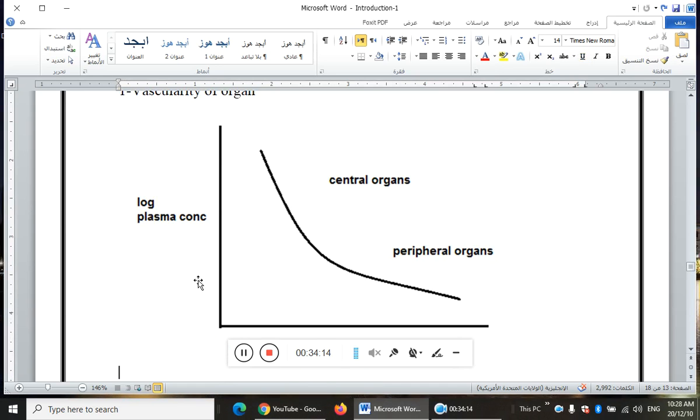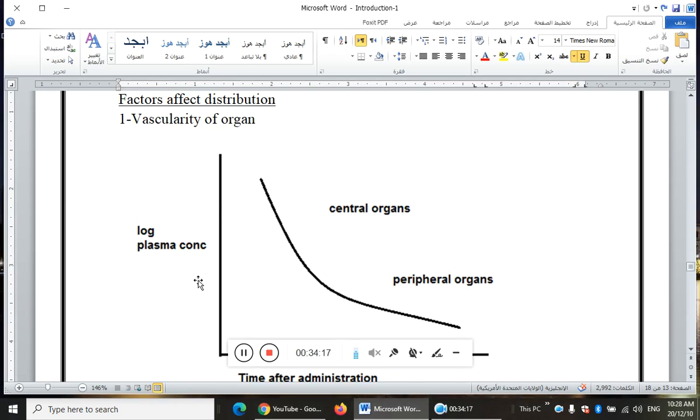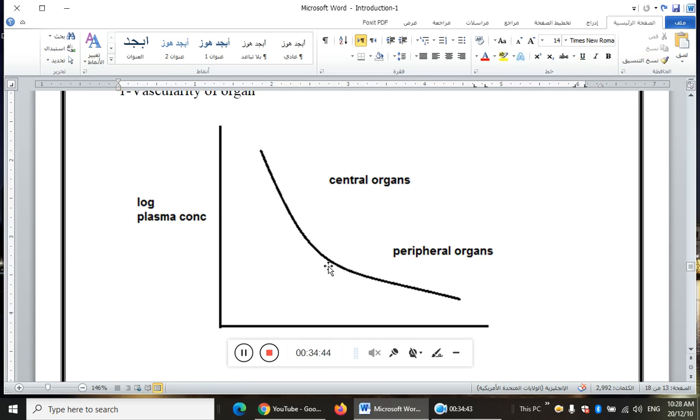Factors affecting distribution. Third, vascularity of organ. We see here in this curve, the curve will go down fast at first. Why? Because the drug is distributed in the central organs, which are highly vascularized. And then the curve will decrease slowly because the drug is distributed in peripheral organs.